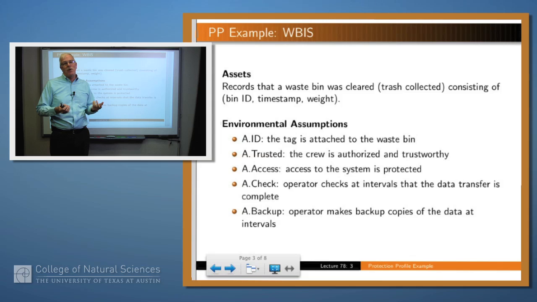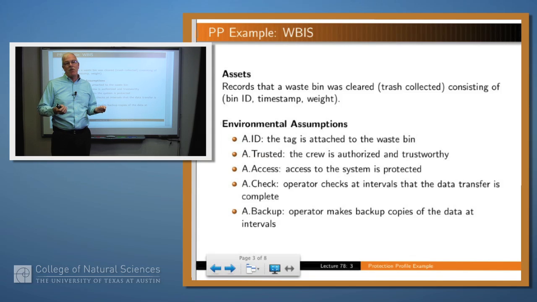First thing to ask is always what are the assets? Well, it's basically these records which are being recorded by the truck, and the record contains the bin ID, the timestamp when this was recorded, and also the weight. And then the accounting information is computed on the basis of that, and so someone is billed for the amount of trash they threw away.